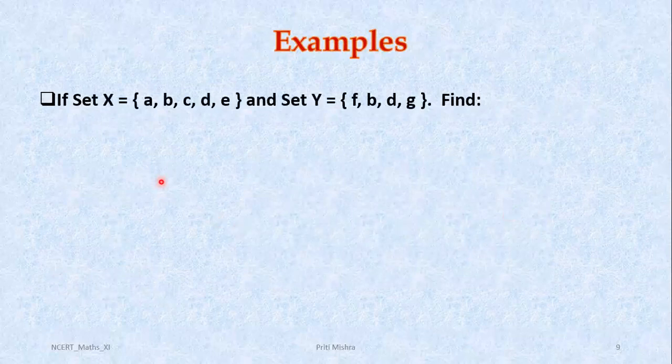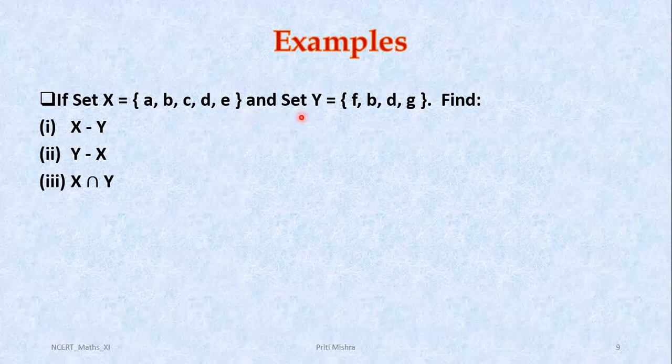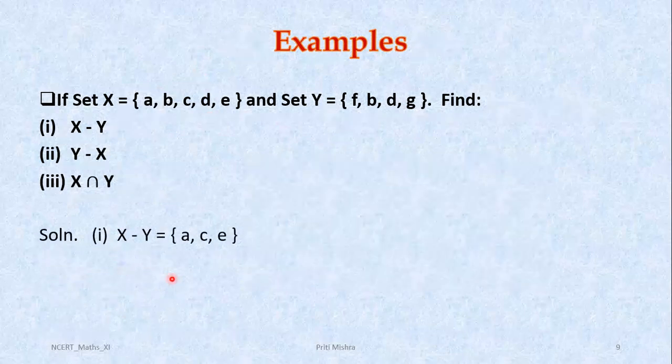Question number 1: if set X is equal to {A, B, C, D, E} and set Y is equal to {F, B, D, G}, then you have to find X minus Y, Y minus X, and X intersection Y. While finding X minus Y, you have to delete the common elements of both sets. What are the common elements here between these two sets? B and D. So while writing X minus Y, we just delete B and D, and we have A, C, E. Yes, X minus Y is equal to {A, C, E}.